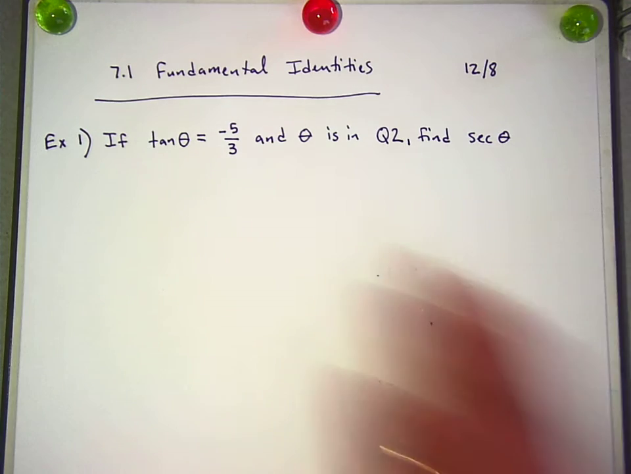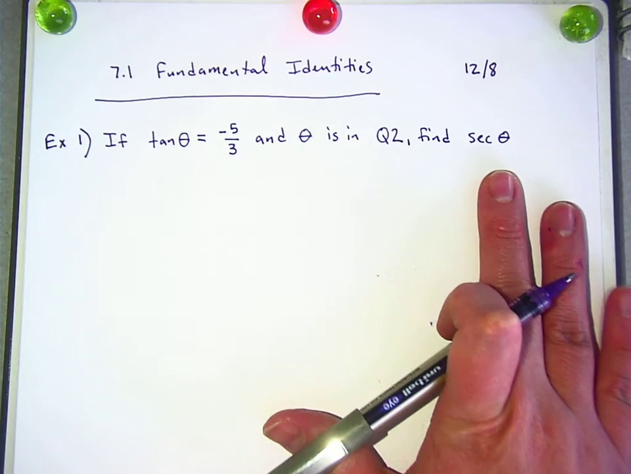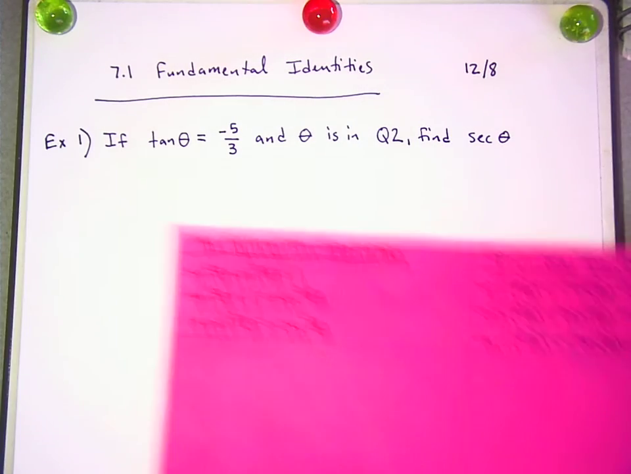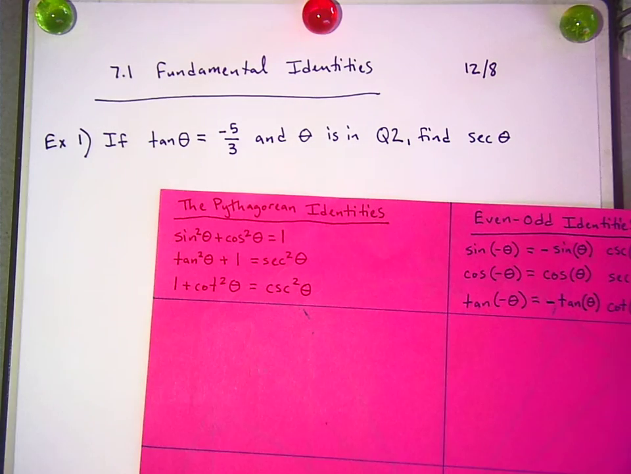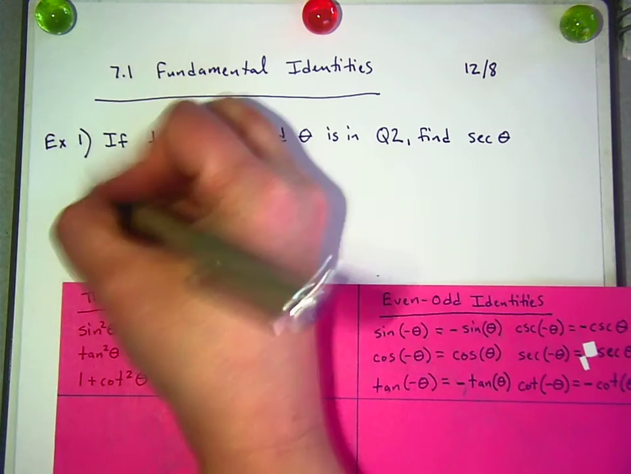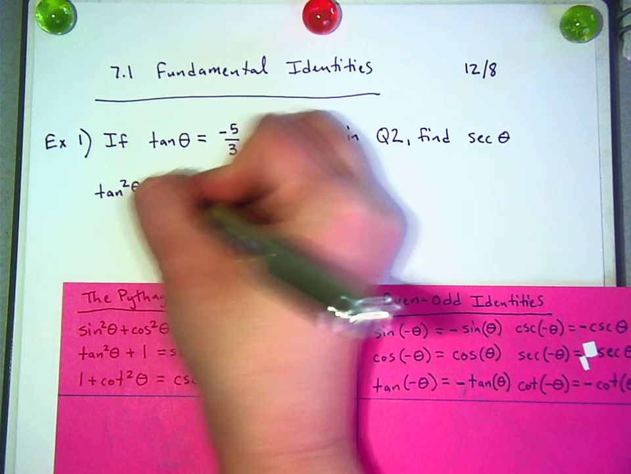All right, so we've got to figure out a way to go from tangent to secant, and spoiler alert, we're going to use these Pythagorean identities a lot. Anybody have a good idea of what we should do? Tangent squared plus 1 equals secant squared. All right, I'm going to write that down. Tangent squared plus 1 equals secant squared.